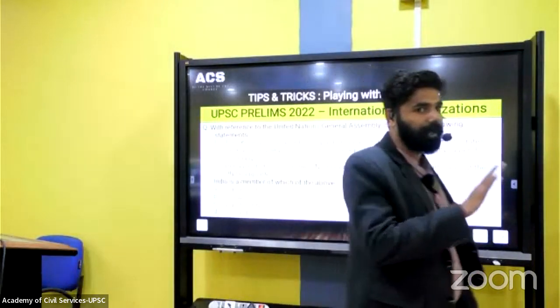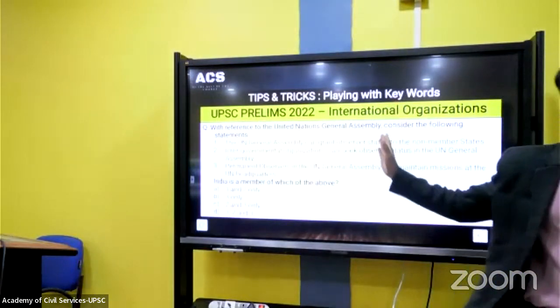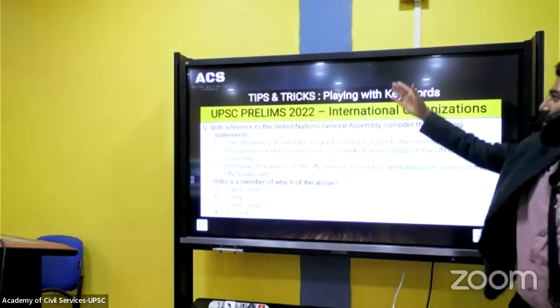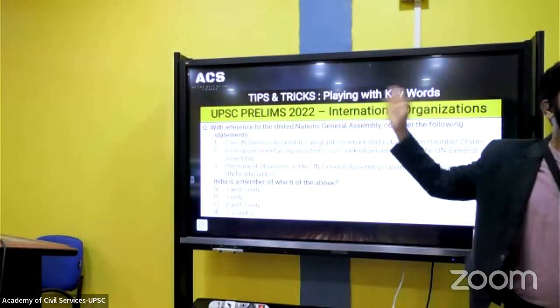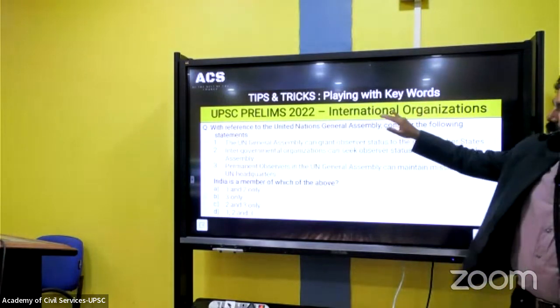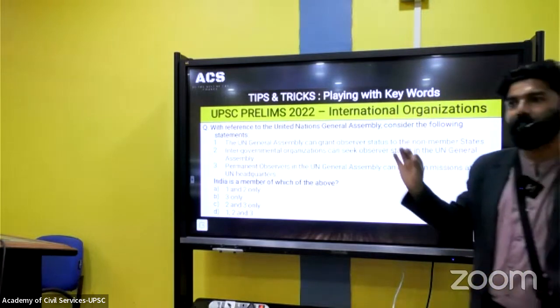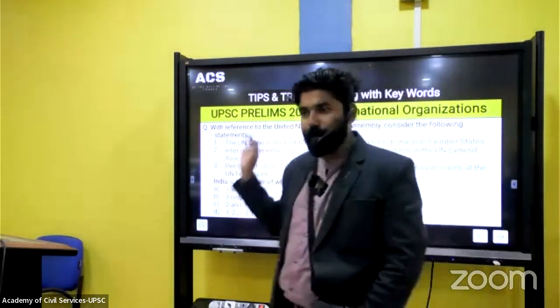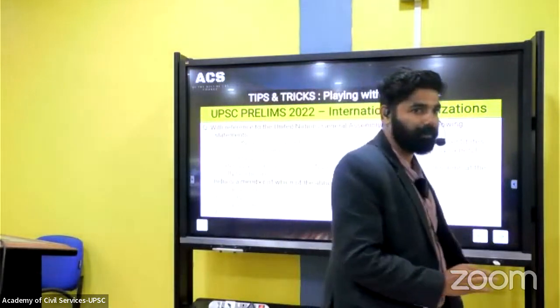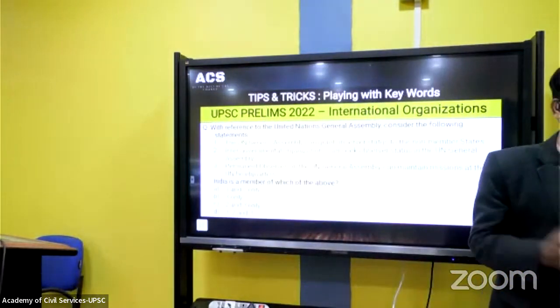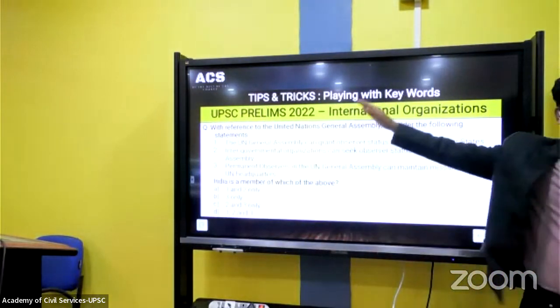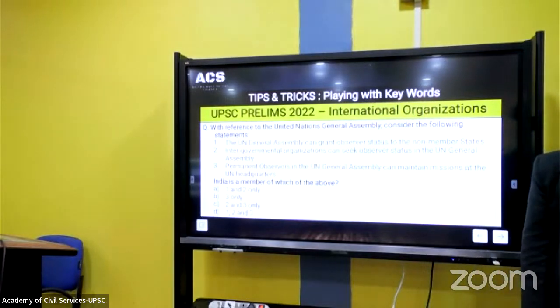Before I give you the techniques, can you solve this question? This was a recent UPSC prelims 2022 question regarding international organization. Everybody is aware of the United Nations General Assembly. In recent time there was a meeting also. This was a question that they asked in 2022.